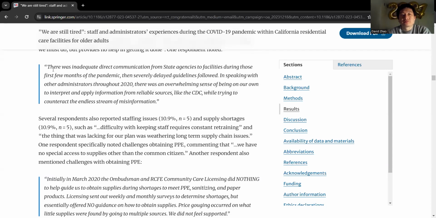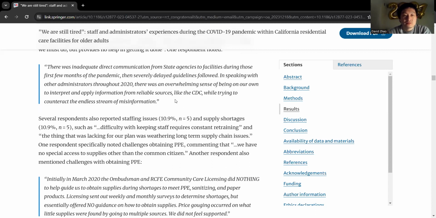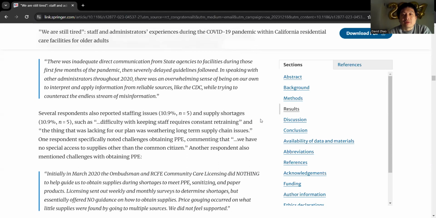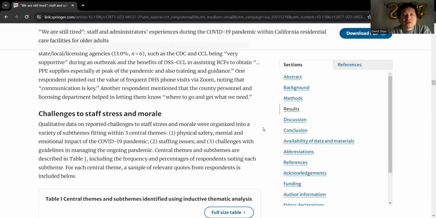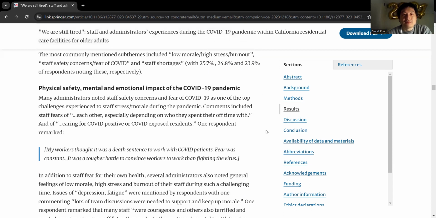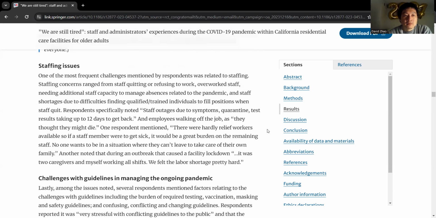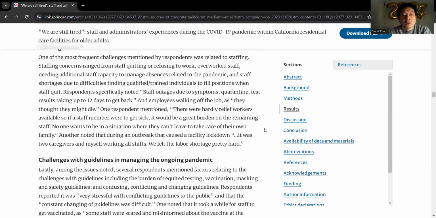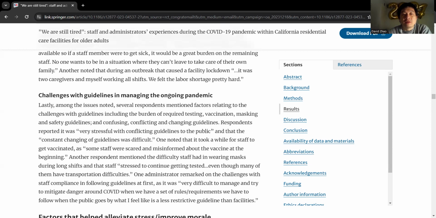Here, the sentences in blue with the blue line next to it are the direct quotations from the staff and administrators from the RCFEs. And then challenges to staff stress and morale, physical safety, mental and emotional impact of the COVID-19 pandemic, staffing issues, challenges with guidelines in managing the ongoing pandemic.